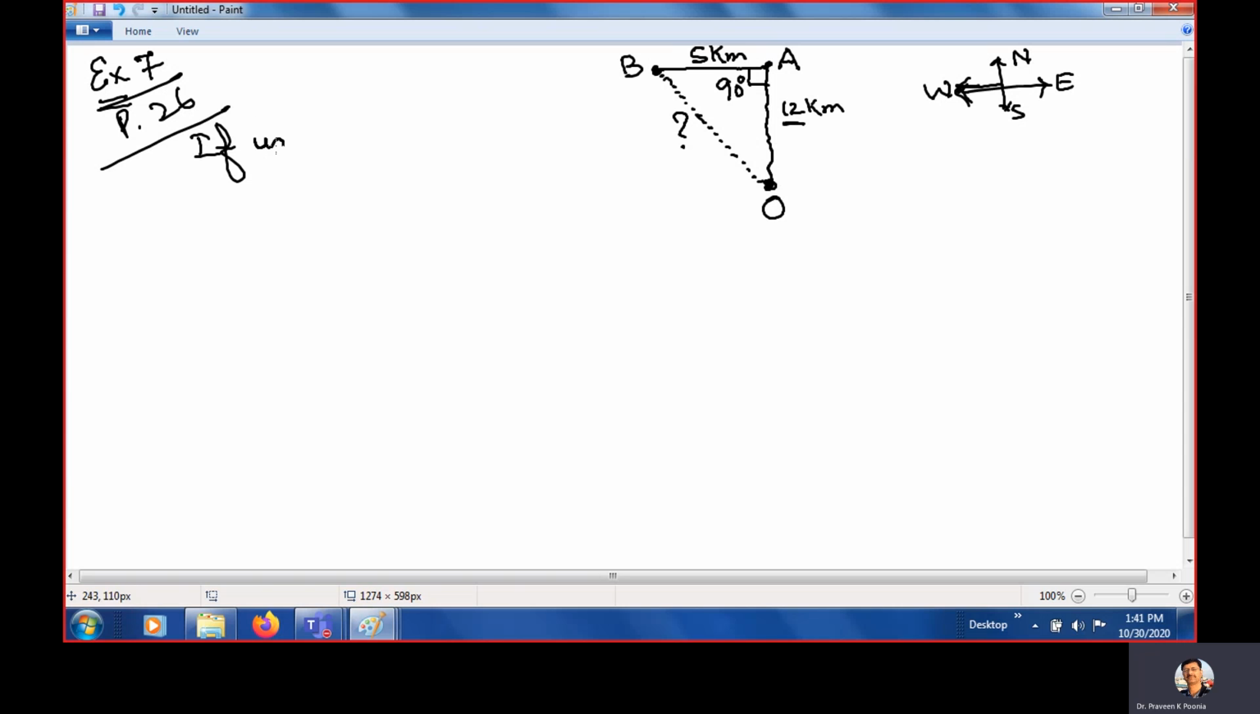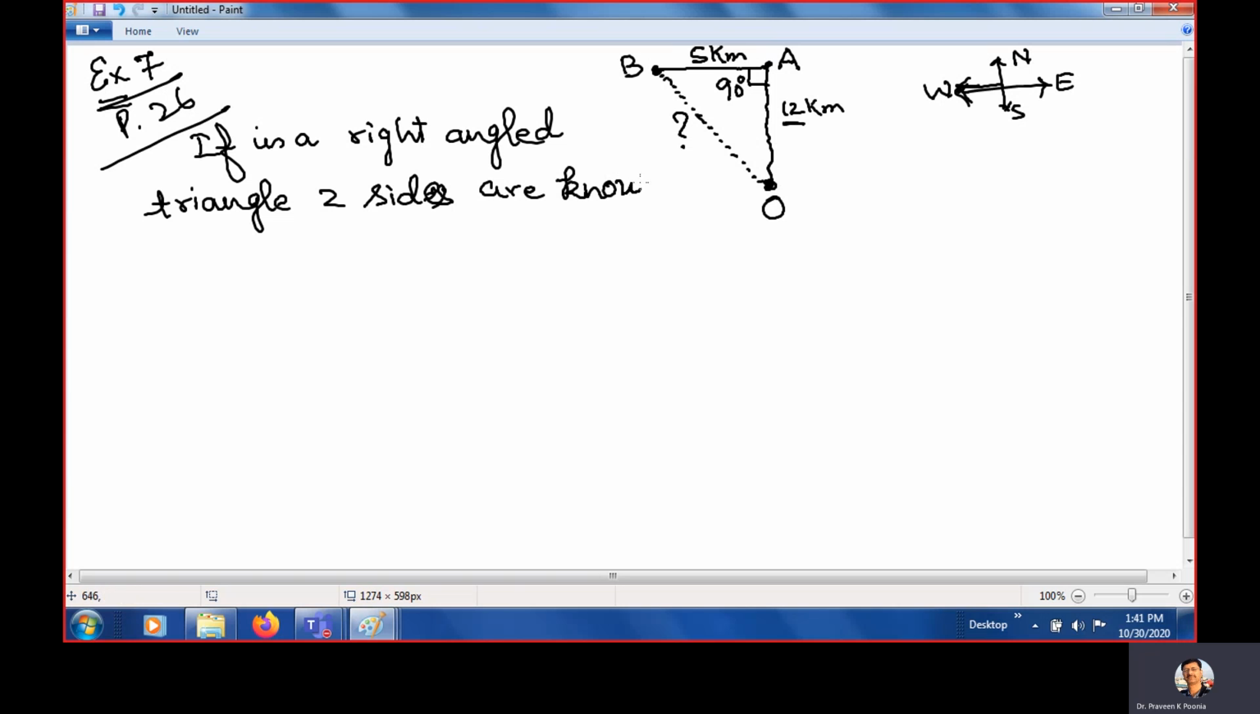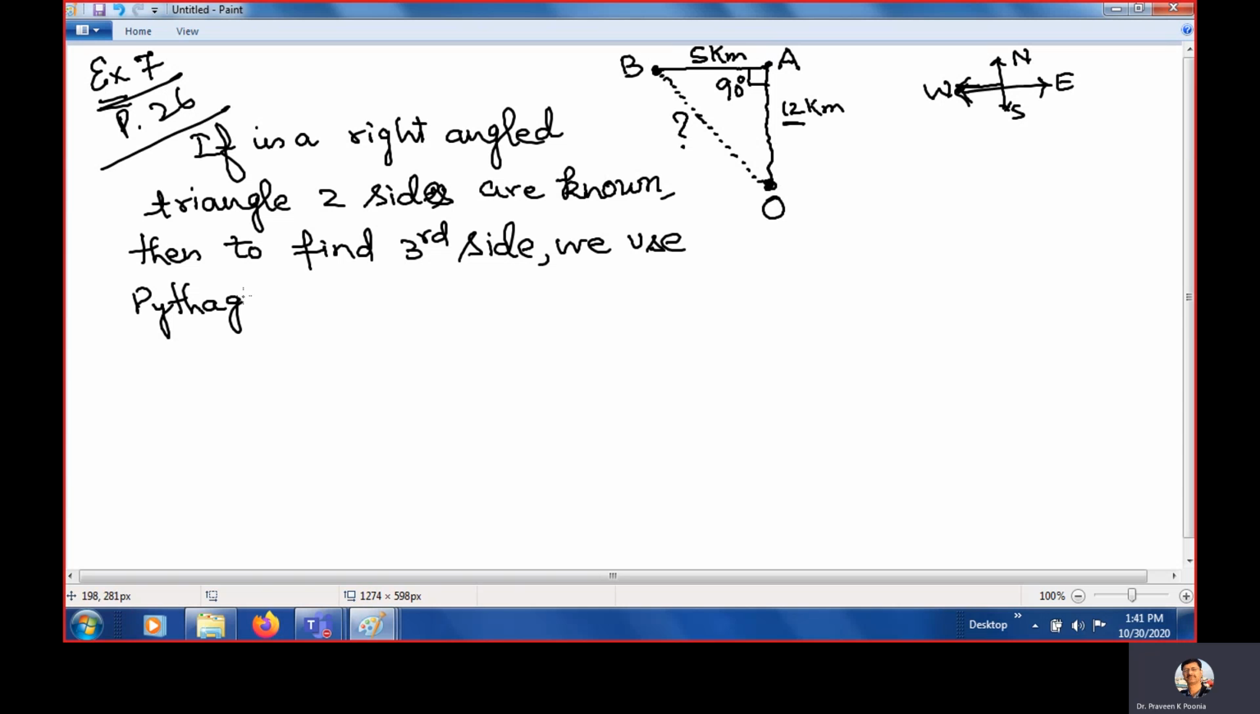I will write it. If in a right angled triangle, two sides are known, then to find the third side, we use the Pythagoras theorem. What is this Pythagoras theorem?